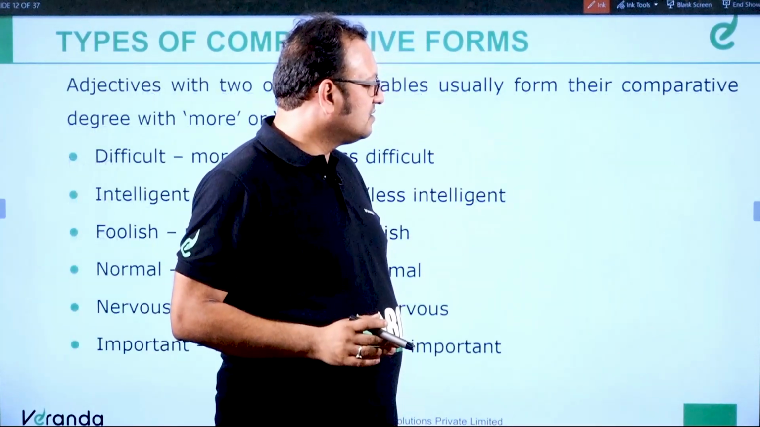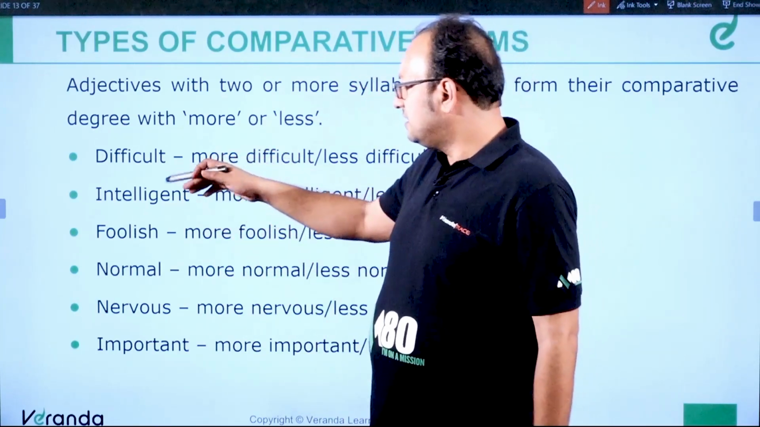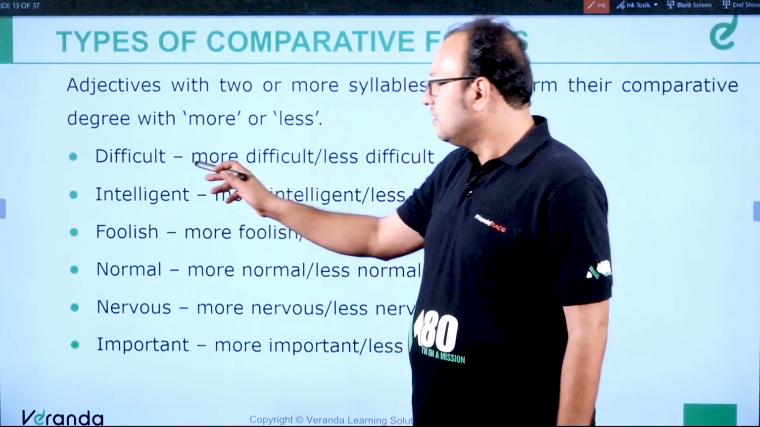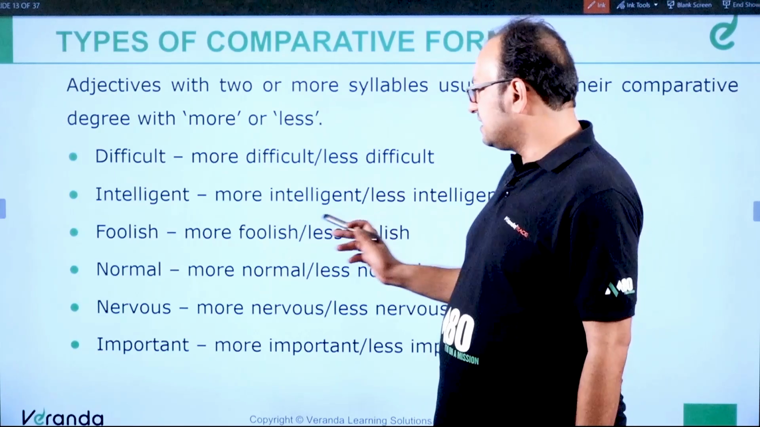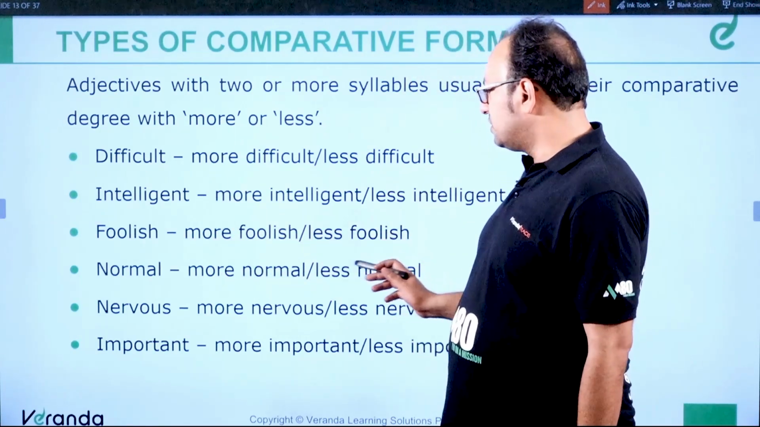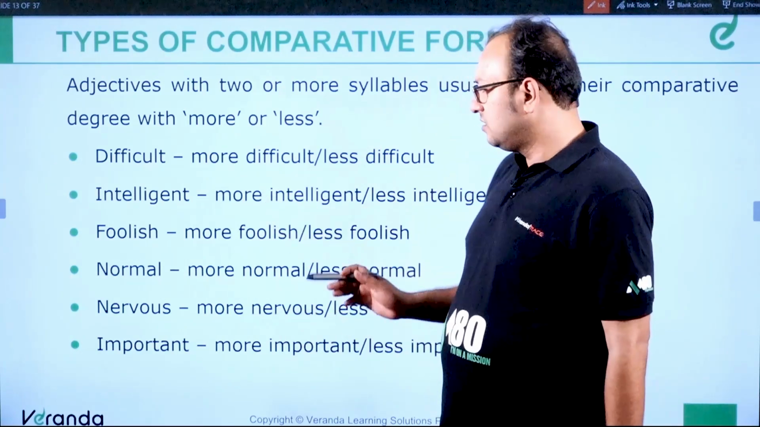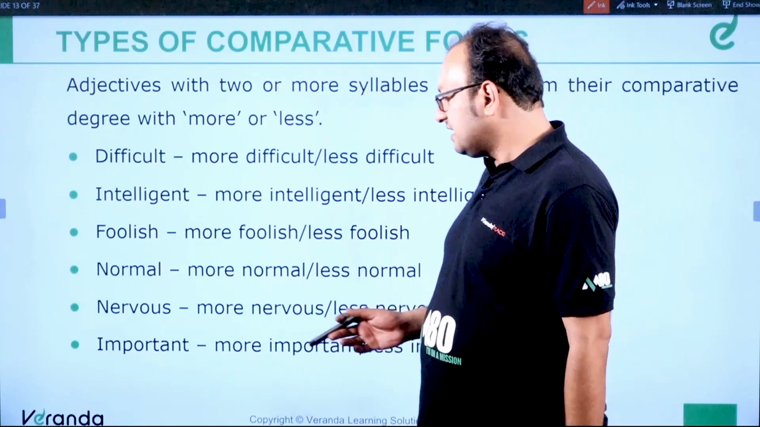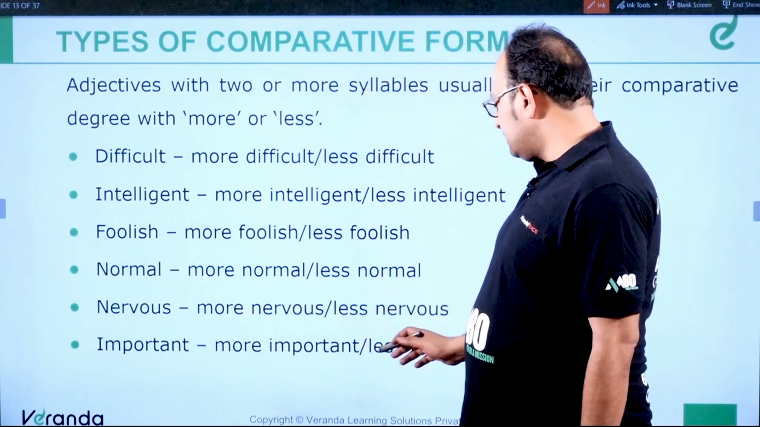Let's move ahead. Okay, we have ample space. So here we are describing the difficult, the bisyllable words, not the monosyllable words. More difficult, less difficult. Intelligent, more intelligent, less intelligent. Foolish, more foolish, less foolish. Normal, more normal, less normal. So this is how we use. Not normaler, normalest, we don't use like that. Nervous, more nervous, less nervous. Important, more important, less important.